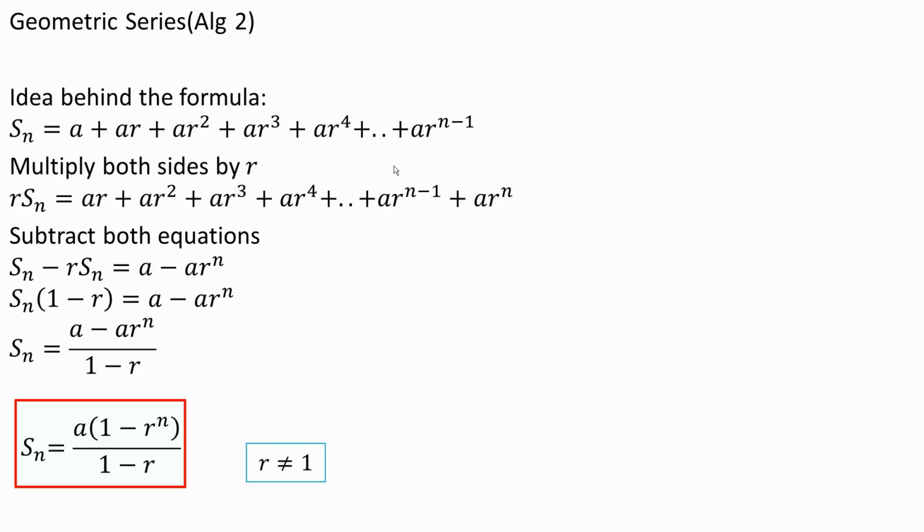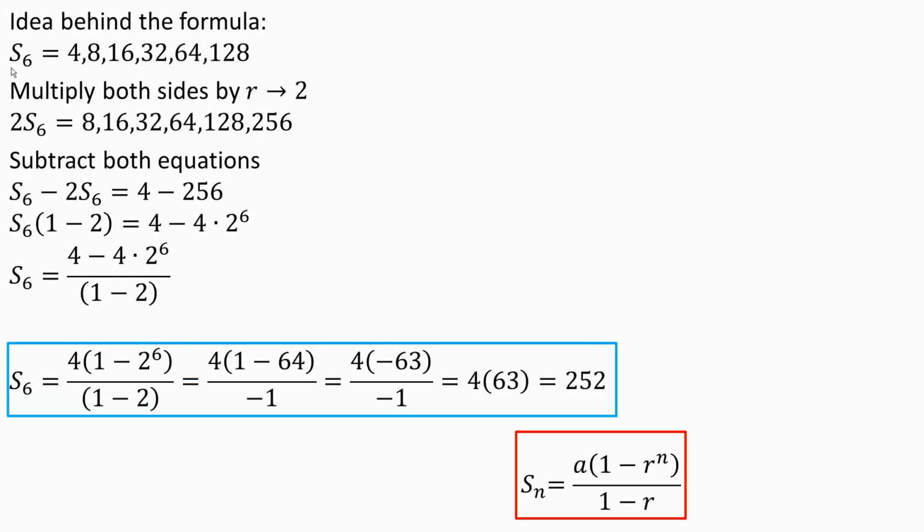Now this part was kind of abstract. I'll do another example with concrete numbers. So let's say we have s sub 6. We have 6 numbers: 4, 8, 16, 32, 64, 128. And if you notice, 8 divided by 4 is 2, 16 divided by 8 is 2, 32 divided by 16 is 2, 64 divided by 32 is 2, and 128 divided by 64 is 2. So we have a geometric series.